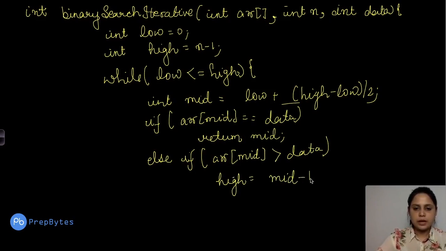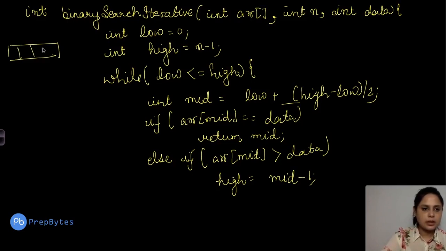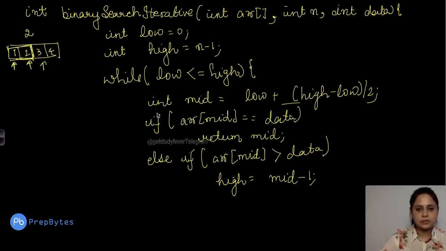So why are we updating our high? If array of mid is greater than data, let's say we have 1, 2, 3, 4 and we had to search for 2. So 3 is greater than 2, which means I have to search in the first half. That is why low will remain as it is, and high will get updated to mid minus 1. Now either in this situation we get the data, or we search in the first half.